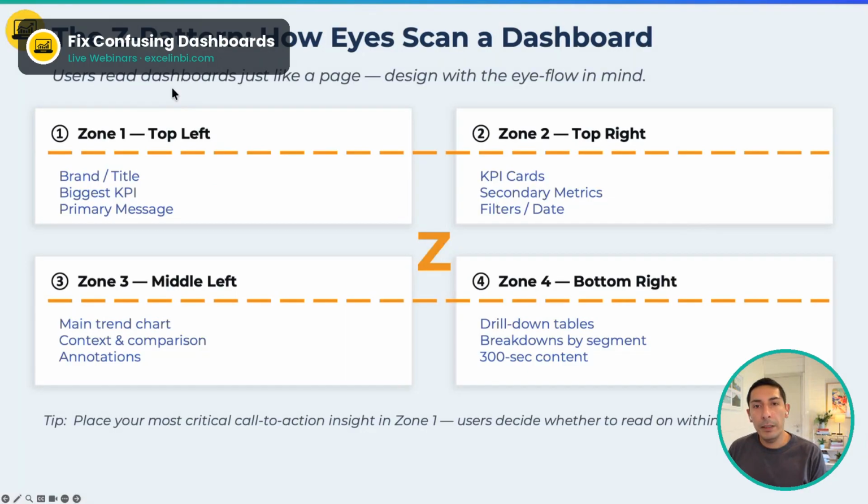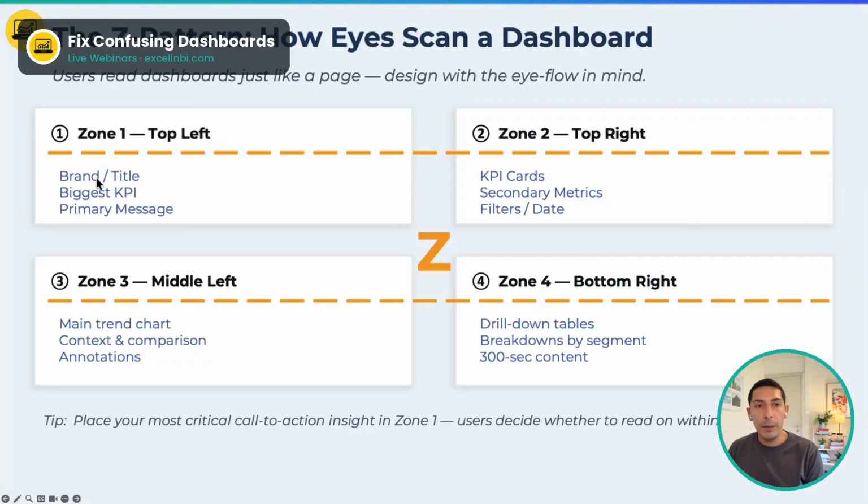The other concept that I really like is the Z pattern, that is how your eyes scan a dashboard or how your eyes scan a newspaper. Normally we start from the top left, and then we go to the top right, then go to the middle left, and then to the bottom right. This is how our brain is structured to read newspapers, and so we should follow the same in a Power BI dashboard, in a Google Looker dashboard.